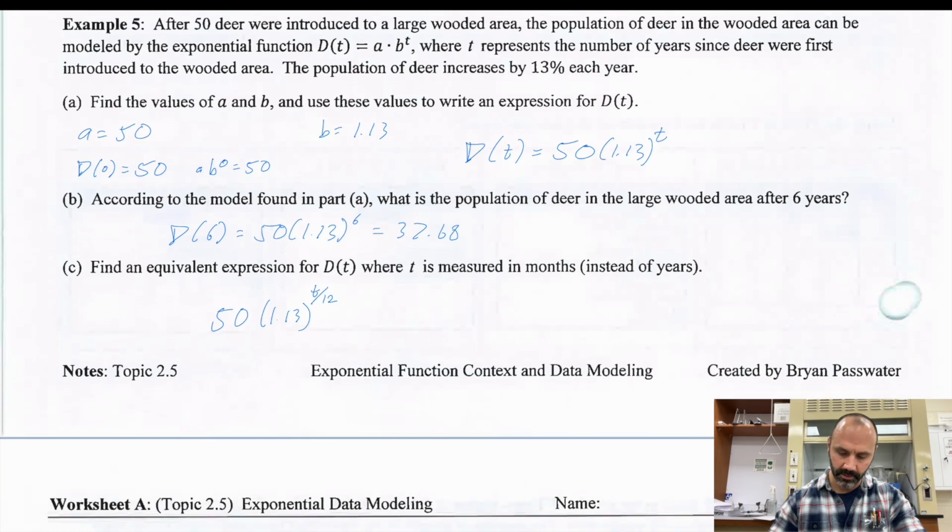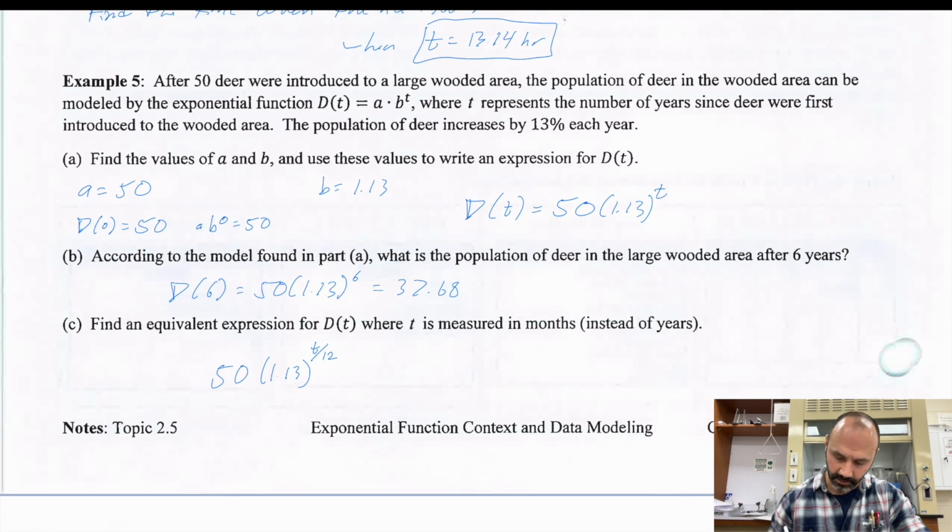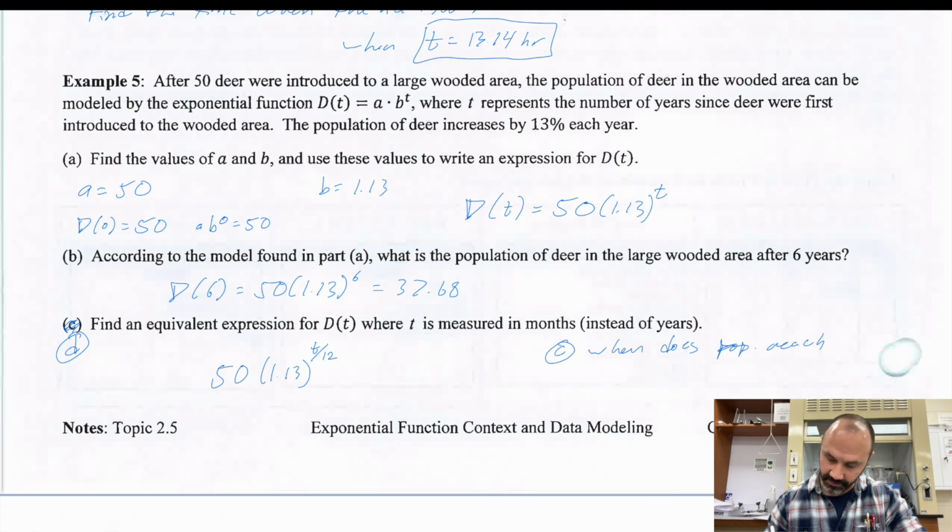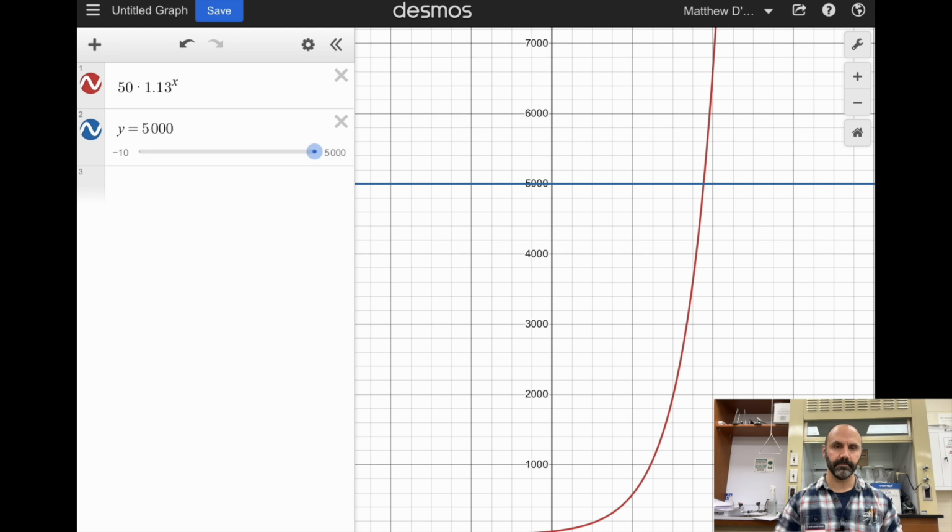There's another question here in the answer key that I'd like to look at. In the answer key, this is actually D. The question asks, when does the population reach 5,000 deer? Okay. And again, we can use the same trick that we used before with Desmos. So here again, I put in the exponential function, I put in y equals 5,000, and I'm looking for the intersection point. I just click on it, and it gives me the value. So I know that there will be 5,000 deer after roughly 37.68 years.